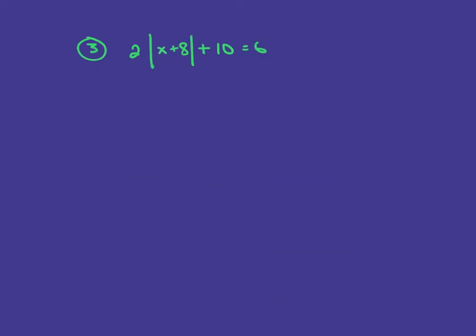Number 3, 2 times the absolute value of x plus 8, plus 10 equals 6. So again, we're going to start off getting the absolute value by itself. So a few things we'll do there. Start off by subtracting 10. That gets rid of that part.